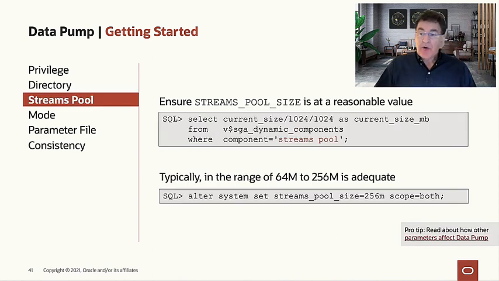Also, Data Pump uses advanced queuing to communicate between processes, and advanced queuing needs a streams pool. Size in the range of 64 meg to 256 meg is usually reasonable for this purpose.